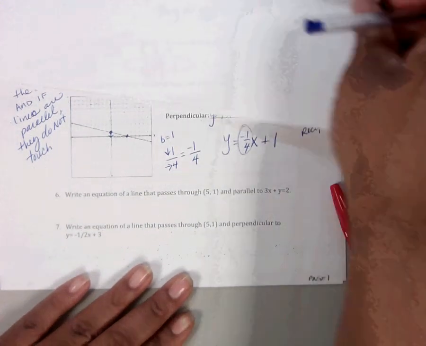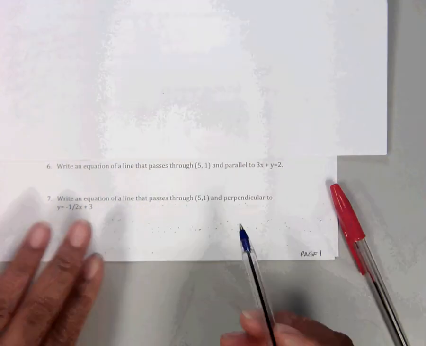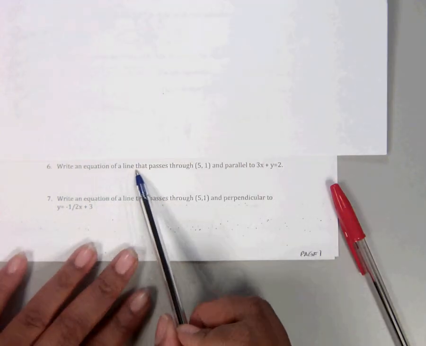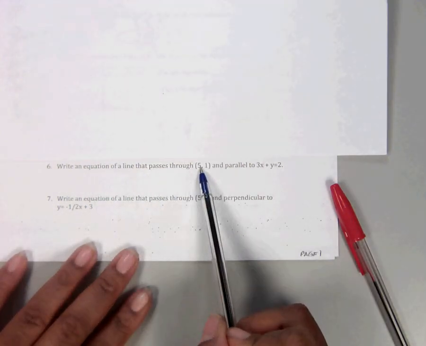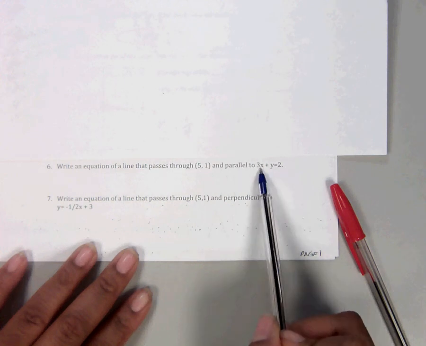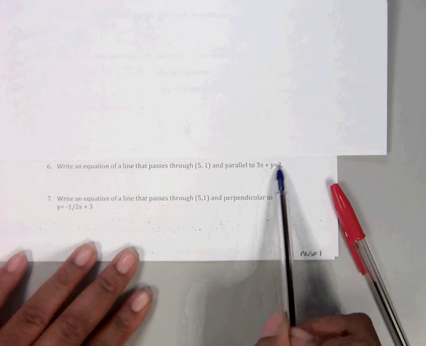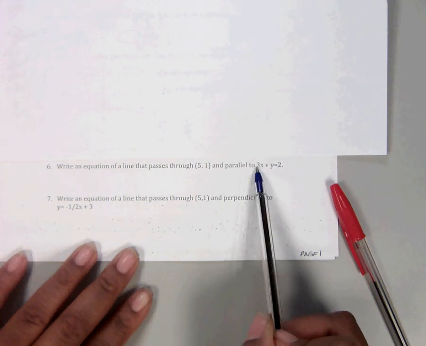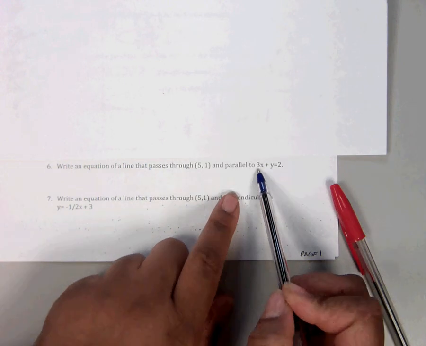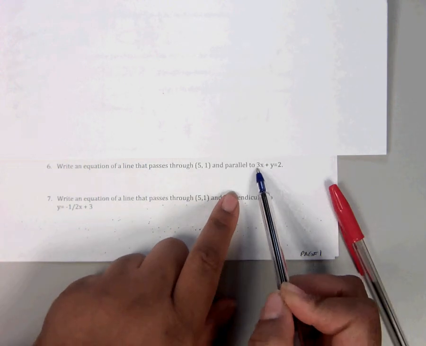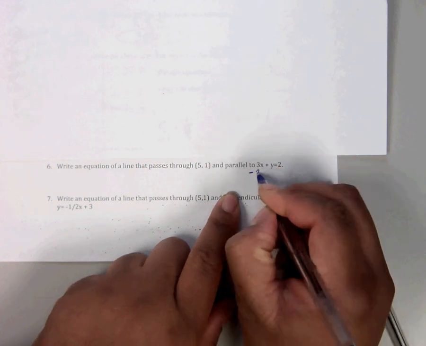Number 6, very easy. Write an equation of a line that passes through 5, 1 and parallel to this equation. That means you need a slope. I didn't give you a slope. I told you to get the slope from this equation when I said parallel to. The slope we're going to use is not 3, because this is not the slope, because it's not solved for y. So solve for y.